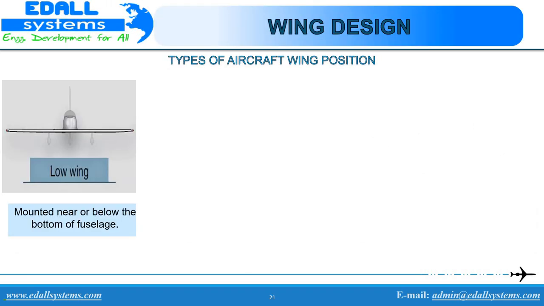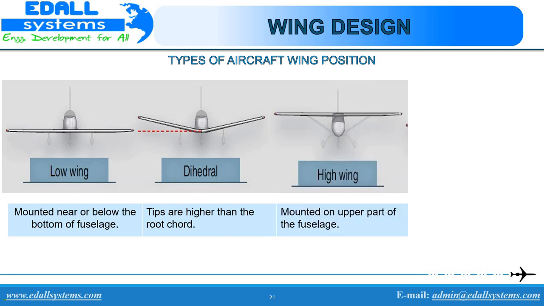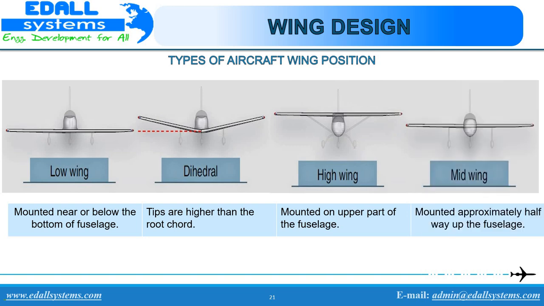Types of aircraft wing position. Low wing, mounted near or below the bottom of the fuselage. Dihedral, the tips are higher than the root of the wing. High wing mounted on the upper fuselage when contrasted to the shoulder wing applies to a wing mounted on a projection, such as the cabin roof, above the top of the main fuselage. Mid-wing mounted approximately halfway up the fuselage.